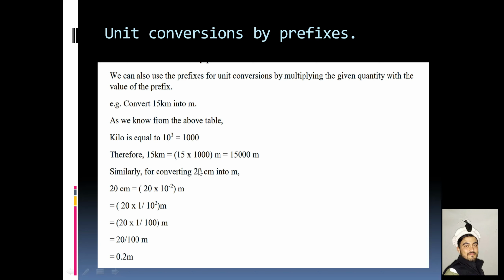Similarly, for converting 20 centimeter into meter, as we know that centi means 10 raised to the power minus 2. So 20 multiplied by 10 raised to the power minus 2. Just look here, 20 multiplied by 1 divided by 10 raised to the power 2, and it will be equal to 0.2 meter. So take a screenshot of this slide and practice this on your own.